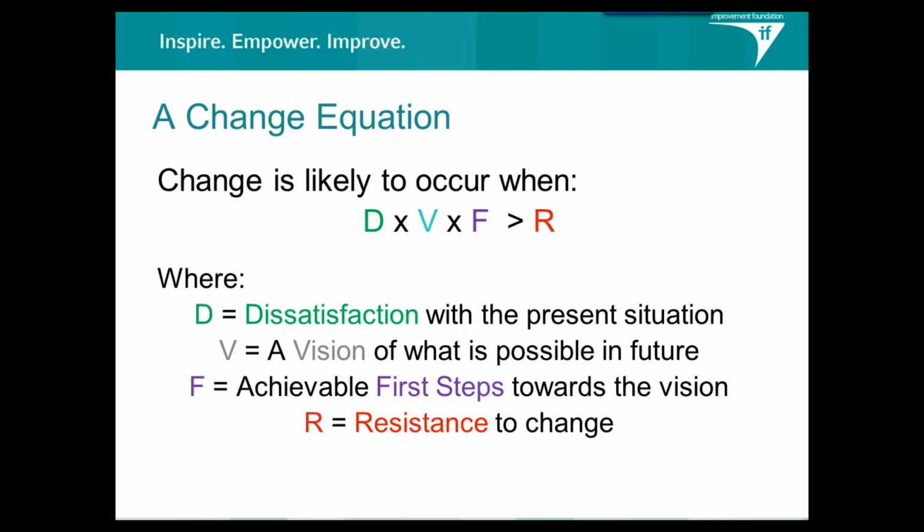So as important as a vision to explain what can be better, practical first steps towards reaching that vision need to be explained to people. And it is the combination of the dissatisfaction, the vision, and the first steps that will overcome resistance. All three are required in order to move to a new way of doing things.